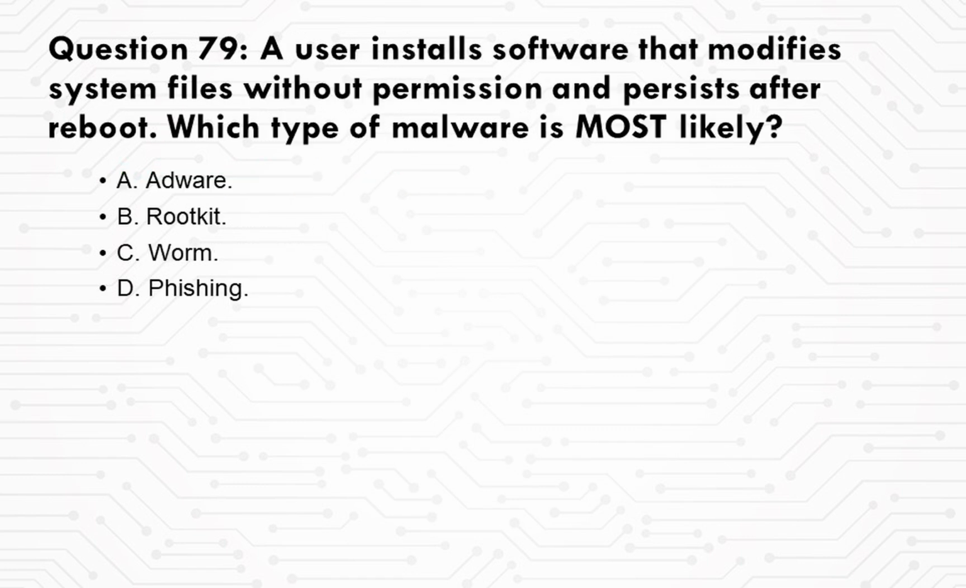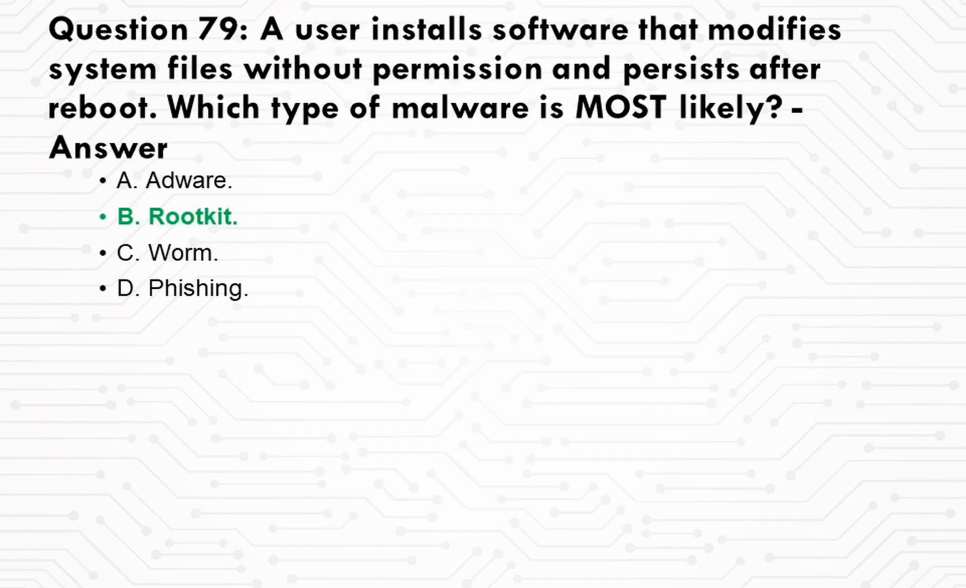Question 79. A user installs software that modifies system files without permission and persists after reboot. Which type of malware is most likely? A. Adware. B. Rootkit. C. Worm. D. Phishing. Answer: B. Rootkits modify system-level components and persist.